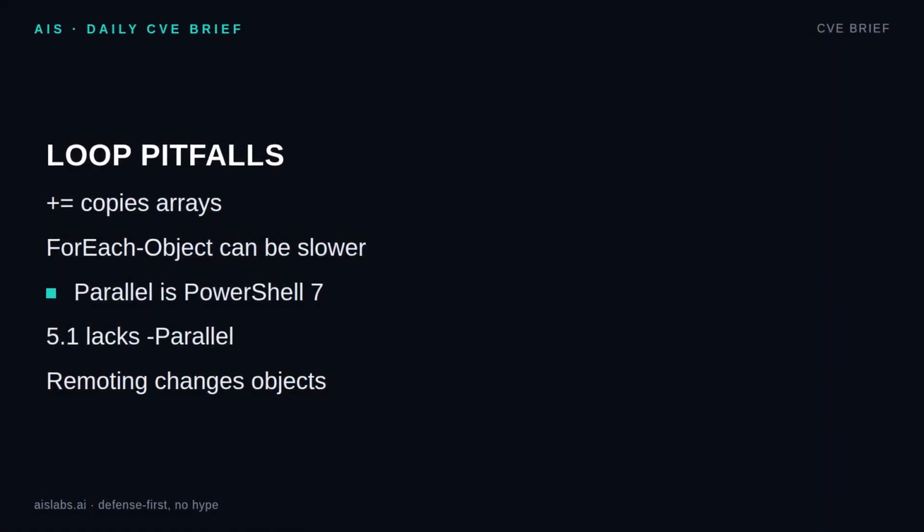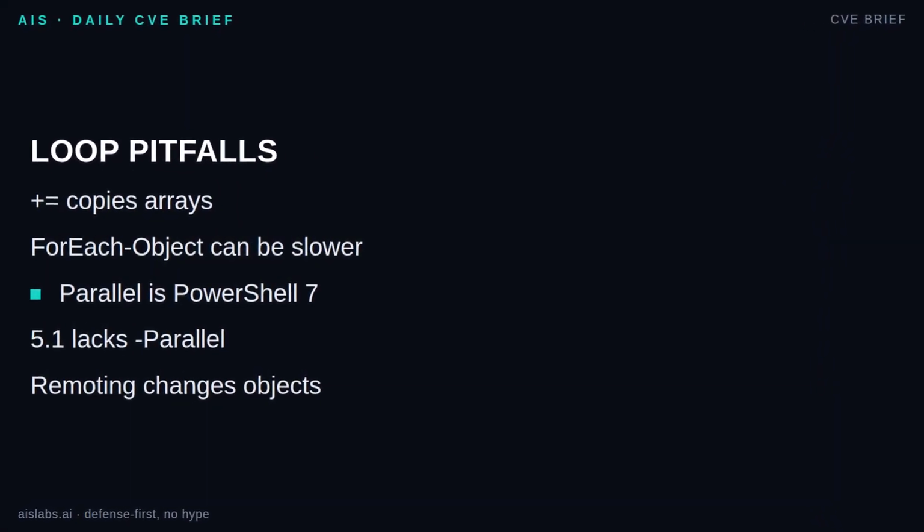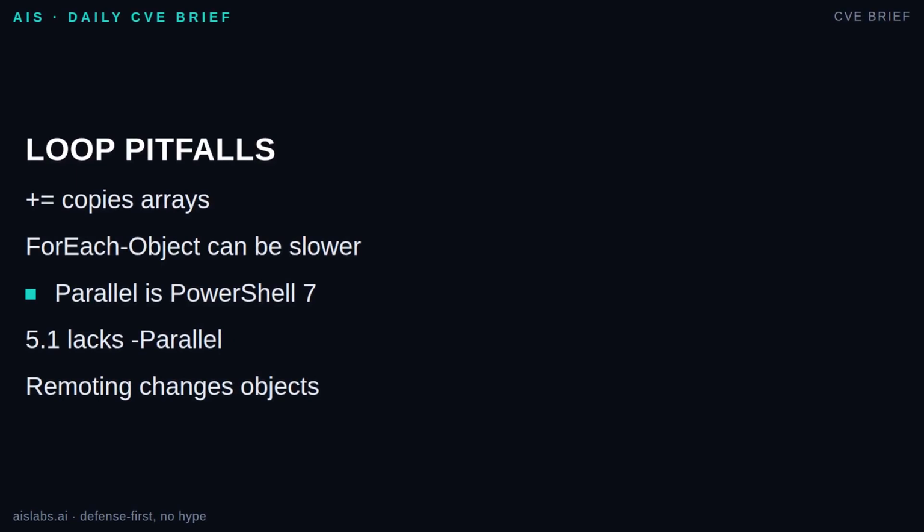The big trap is +=. With 10 items, nobody notices. With 50,000 event records, it becomes quadratic work. Copy the old array, add one item, repeat. Instead, let the loop output objects and capture the whole loop. Or use a generic list when you truly need mutation. ForEach-Object is elegant in a pipeline, but it has overhead. For large in-memory collections, foreach is often faster and easier to debug.